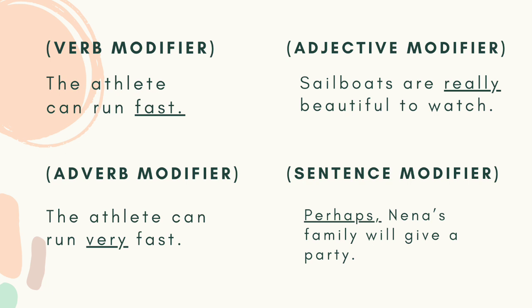Next is sentence modifier. The sentence is, "Perhaps Nana's family will give a party." The sentence modifier is perhaps. This word modifies the whole sentence, making it an opinion.